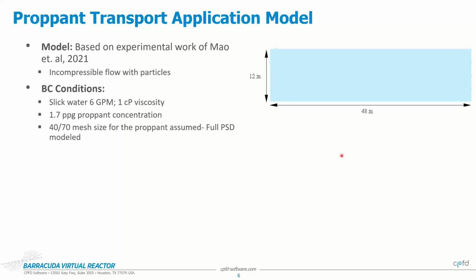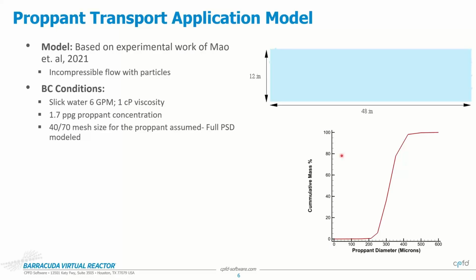The key point, though, is that Barracuda, the MPPIC methodology, allows us to include the full PSD. So we don't have to assume a mean diameter, or run multiple simulations at different diameters. We can actually include the full PSD, and that's what I'm showing down here. It's the proppant diameter and the cumulative mass distribution of that.